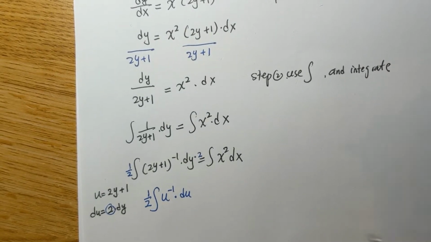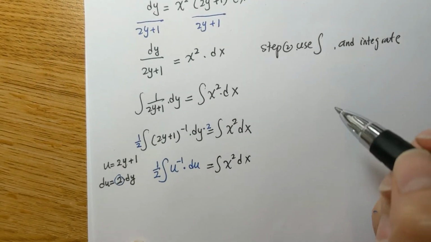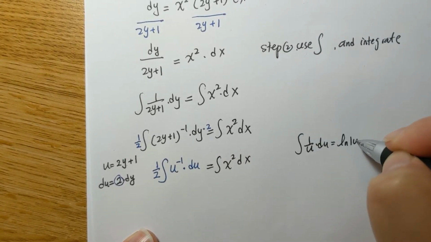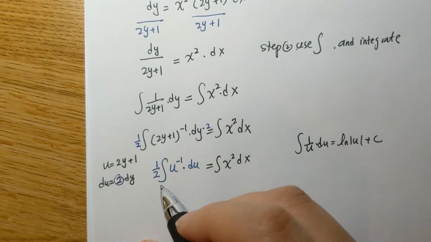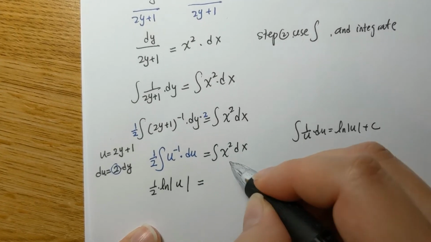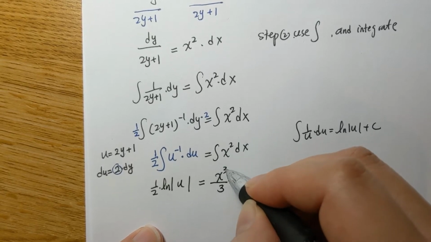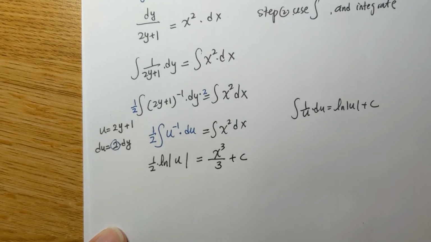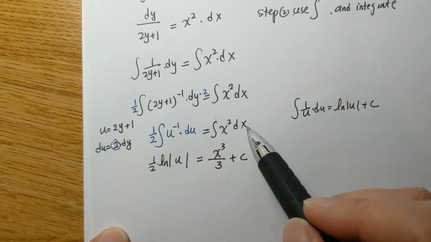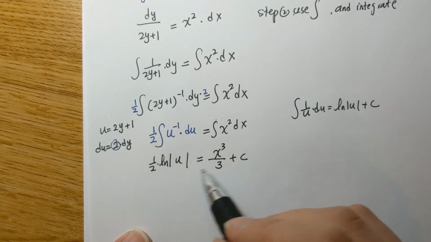On the right side, I still get the same thing. So let's focus on the left side first. We remember this formula, so now we're going to use it over here. We get 1/2 staying the same, ln absolute value of u. And now we're going to integrate the right side. This is 2, so 2 plus 1 is 3. So x cubed over 3 plus c. Once we integrate, the integral symbol disappears, the du disappears, the dx disappears. So now no more integration. Okay, this integration part is finished.